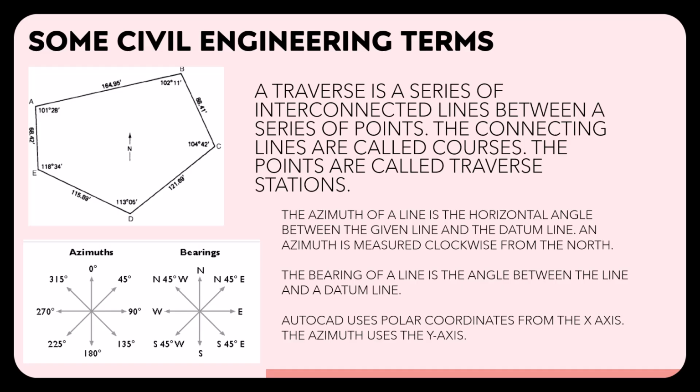AutoCAD uses polar coordinates from the x-axis. The azimuth uses the y-axis. So you need to change your drawing settings when you're inputting azimuth values.